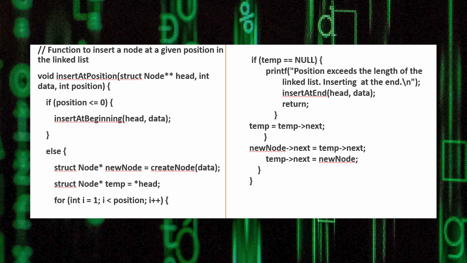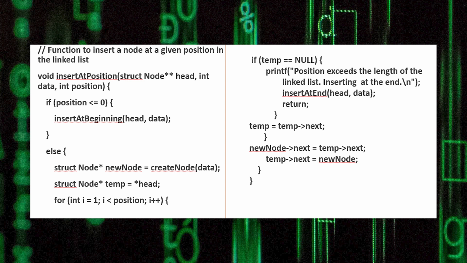So, you need a position from the user. The function takes 3 parameters. The first parameter is head, the second parameter is data, and the third parameter is position. First of all, we will check the position. If position is less than or equal to 0, I need to call the function insert at beginning, and here I am calling insert at beginning with 2 parameters, head comma data.